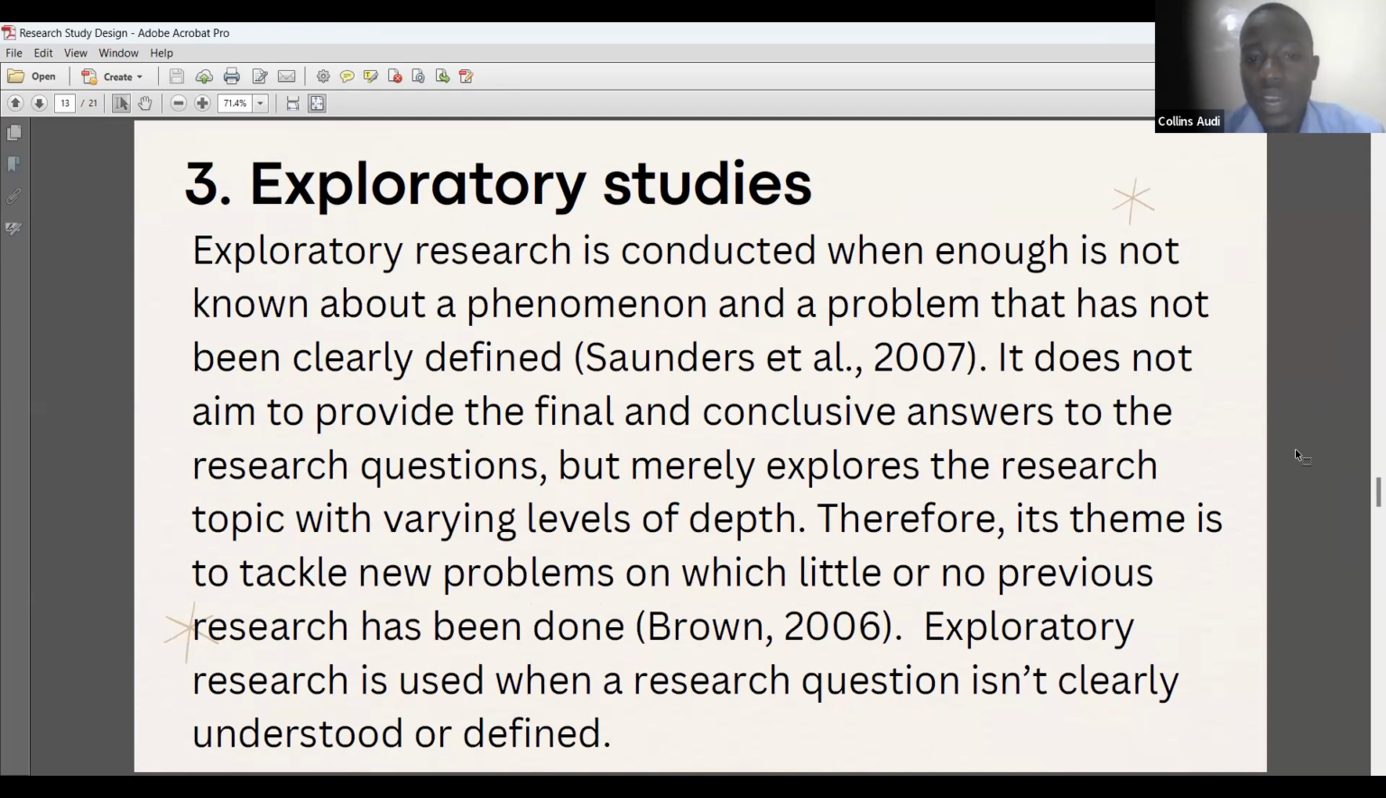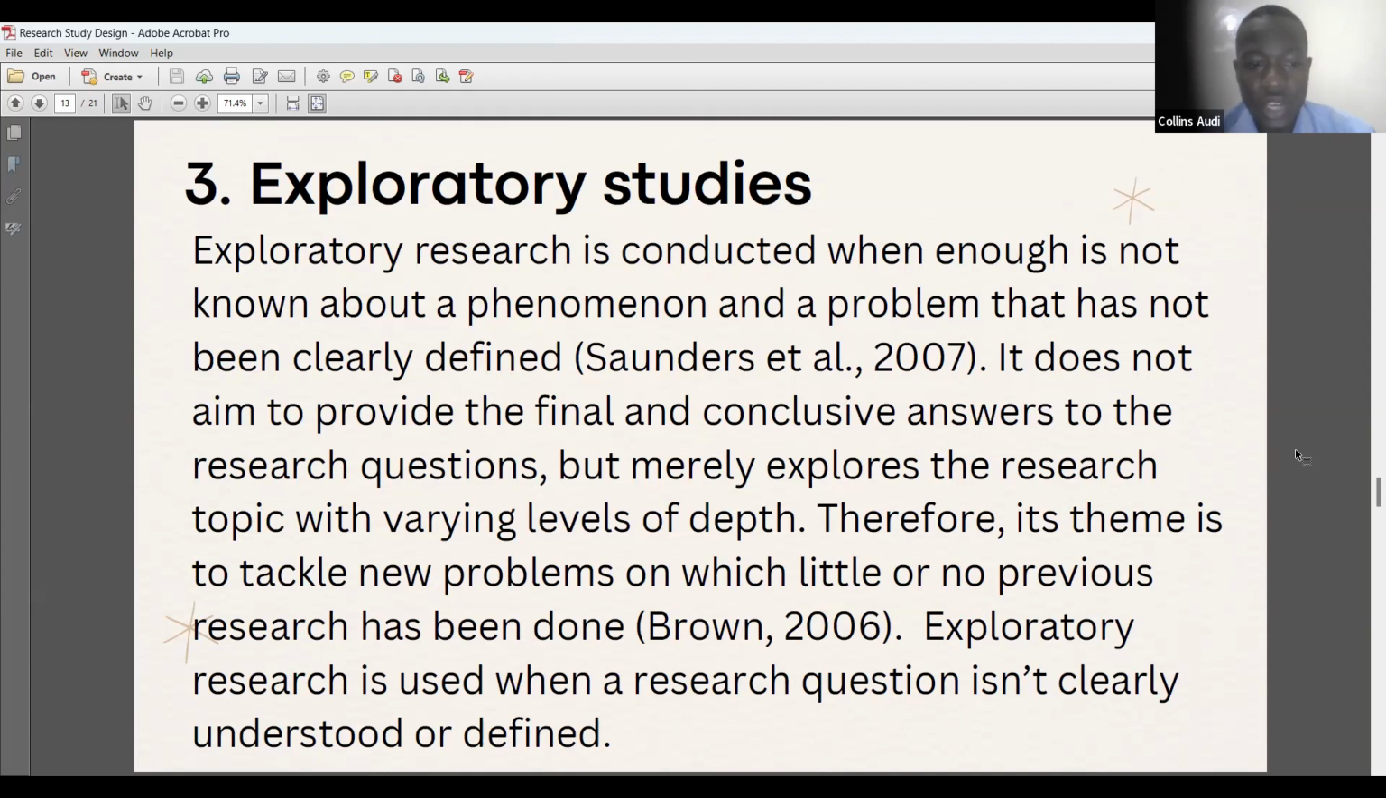It does not aim to provide final and conclusive answers to the research questions, but merely explores the research topic with varying levels of depth. Its theme is to tackle new problems on which little or no previous research has been done. So it adds more on what has been done.